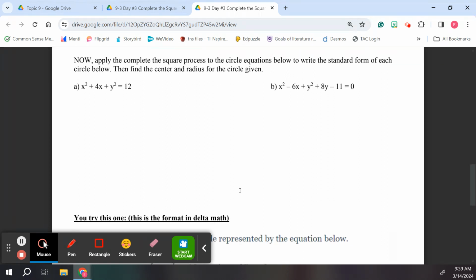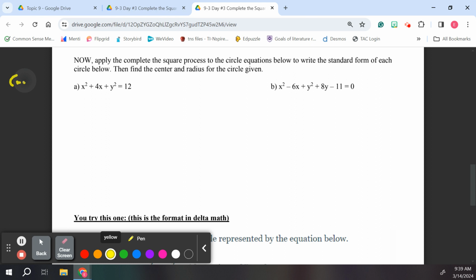All right. So again, what they mean by those spaces is your goal here is to group x's together and y's together. Okay. So if you look here, and if they're out of order, put them in order, like group x's, group y's. Okay.